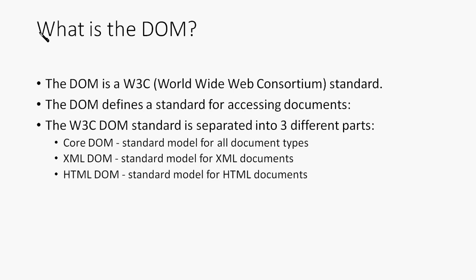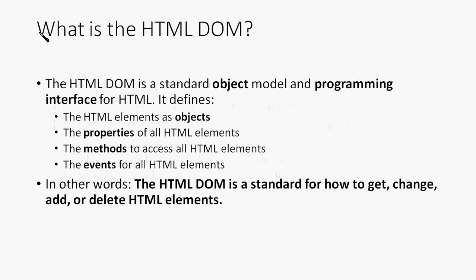This W3 DOM standard is actually separated into three different parts: Core DOM, XML DOM and HTML DOM. Core DOM is the standard model for all document types. XML DOM is a standard model for XML documents, and HTML DOM is the standard model for HTML documents. So in this video we are concentrating on HTML DOM.